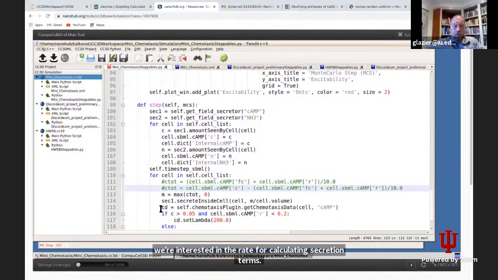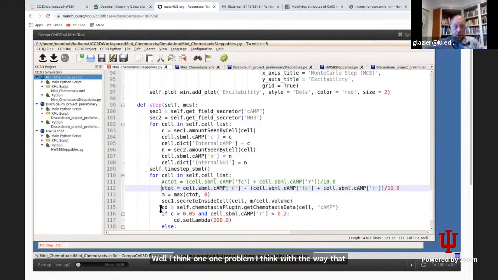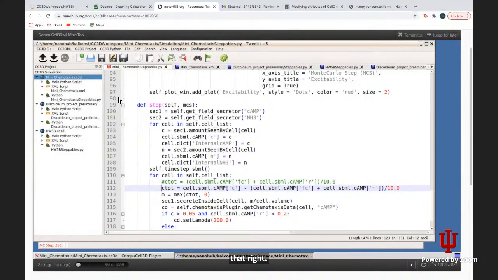Well, I think one problem with the way that the paper writes these rules is that they don't distinguish the concentration inside the cell from outside the cell, do they? They just have cyclic AMP. Is that right? In the original paper of Murray. Yeah, they just write the PDE equivalent and don't really describe much of the details as to how they actually implemented it.